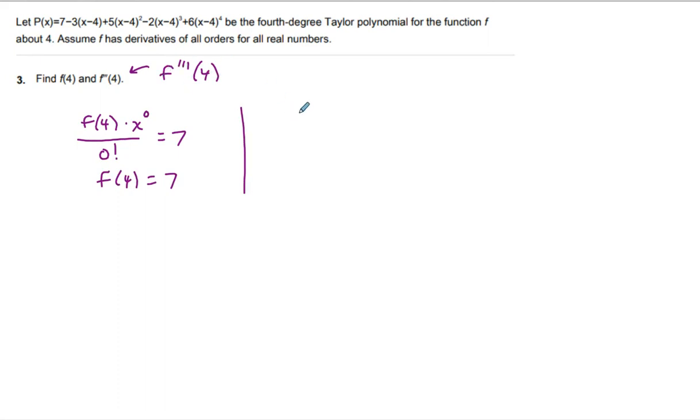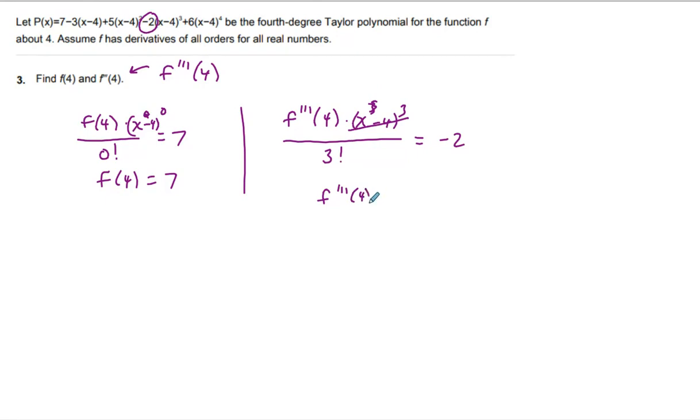When I move to the third, we know that the third derivative at 4 times x to the third, not x to the third, excuse me, these are x minus 4s. This was an x minus 4. Divided by 3 factorial, we know that coefficient, when we come up to the third one, here it is -2. So that's the coefficient. I'm not worried about the polynomial piece. It's the coefficient. So f triple prime of 4 divided by 6 is -2. F triple prime of 4 is -12. And that's it for number 3.